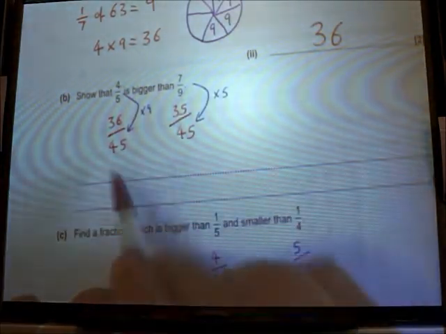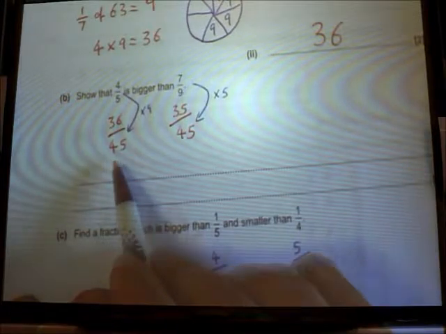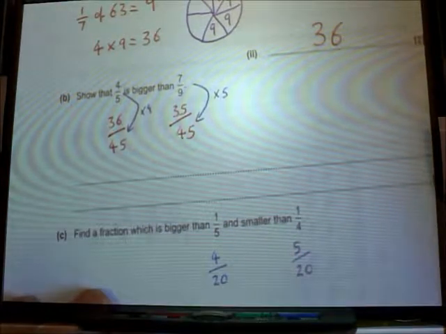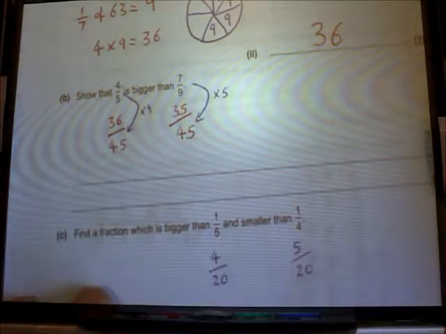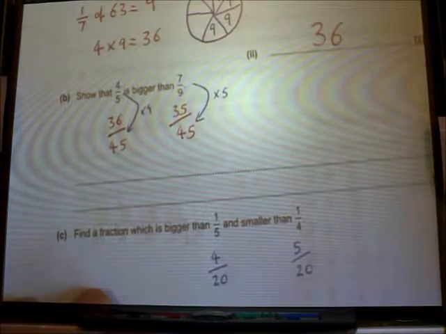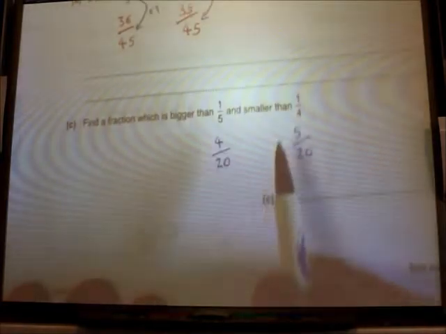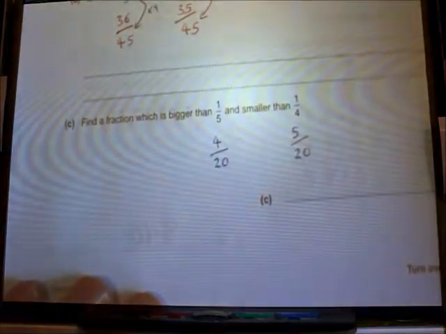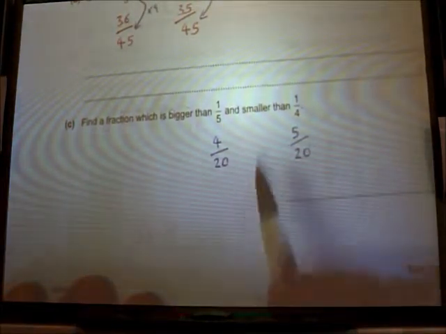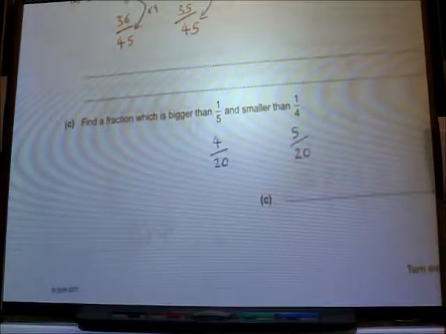So there you can clearly see that 36 over 45 is bigger than 35 over 45. That's all you need to do. You've shown that it's bigger. You don't need to write any words for it. Next one, find a fraction which is bigger than 1/5 and smaller than 1/4. So you're trying to find a fraction that's in between those two. And again, it's the same sort of process.